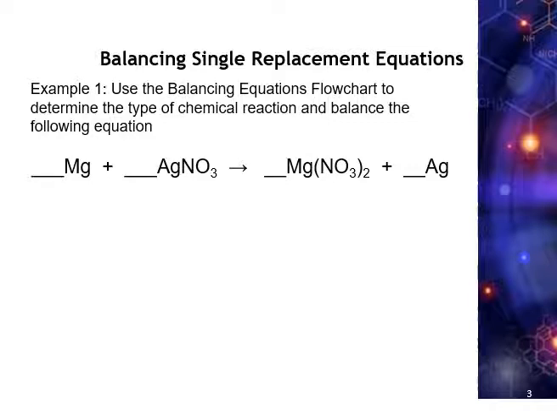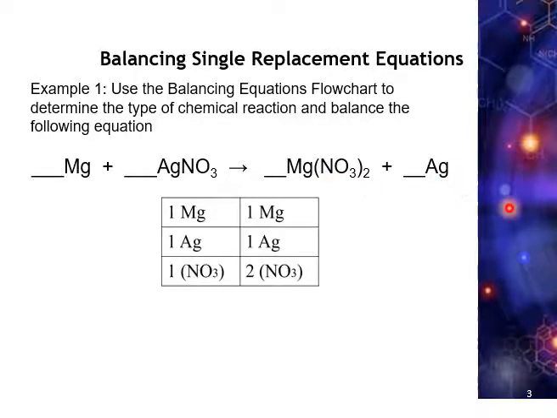Example 1. Use the balancing equations flowchart to determine the type of chemical reaction and to balance the following equation. We have an element plus a compound yields an element plus a compound. Magnesium is more active than silver. Magnesium replaces silver in the compound, and silver metal is produced. The first thing that you do is you write down what you know. You have 1 magnesium, 1 silver. Notice the nitrate group stays together, so for ease in balancing, we'll keep it together.